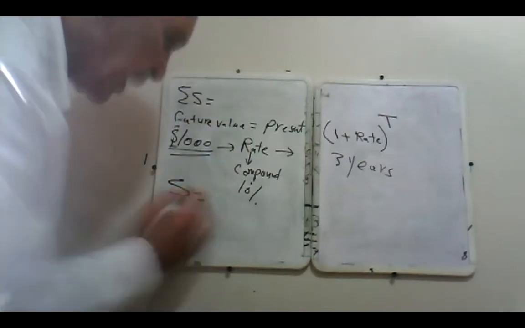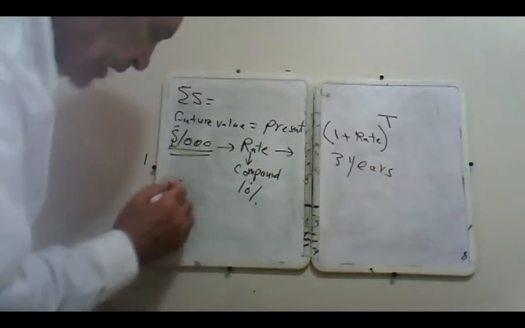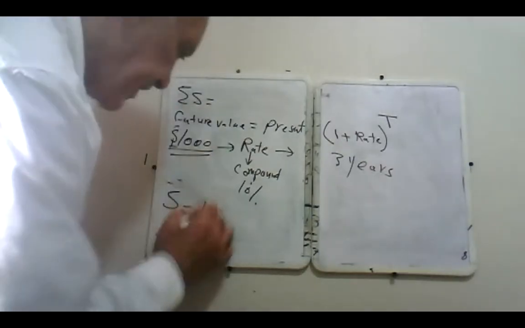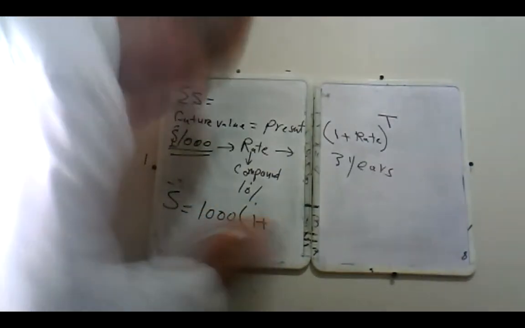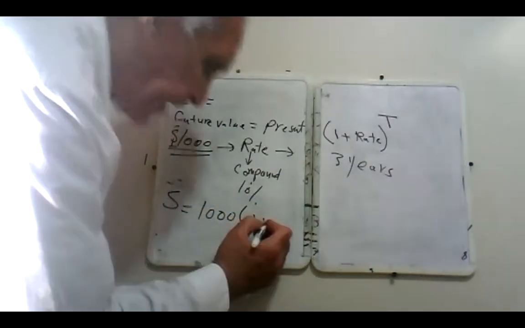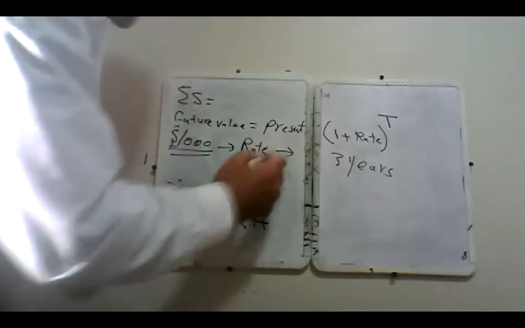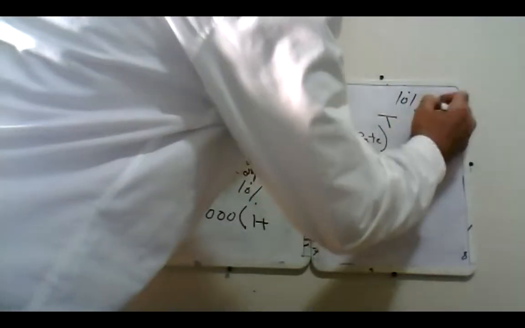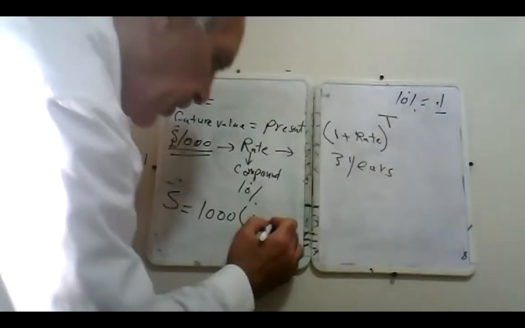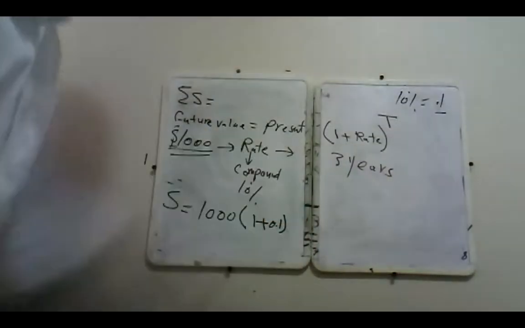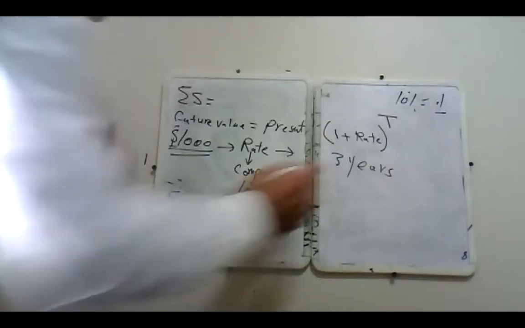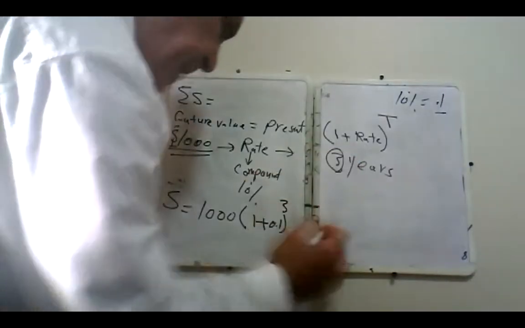S will equal the principal, which is $1,000, multiplied by 1 plus R. The R is the rate. The rate is 10%, and 10% is 0.1. All to the power of the time. The time is 3 years.